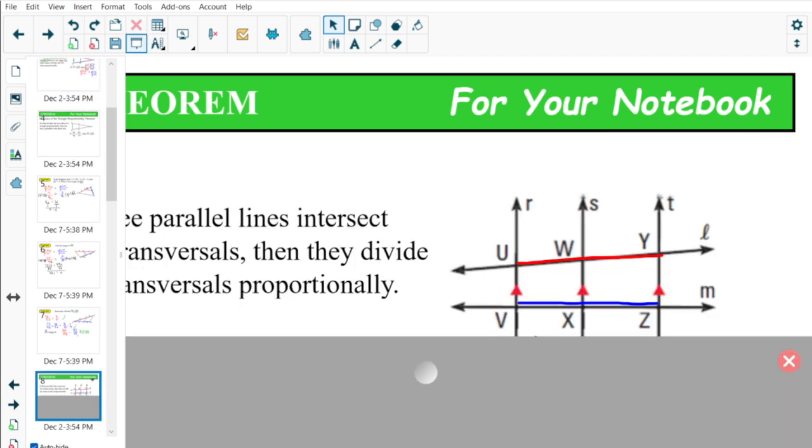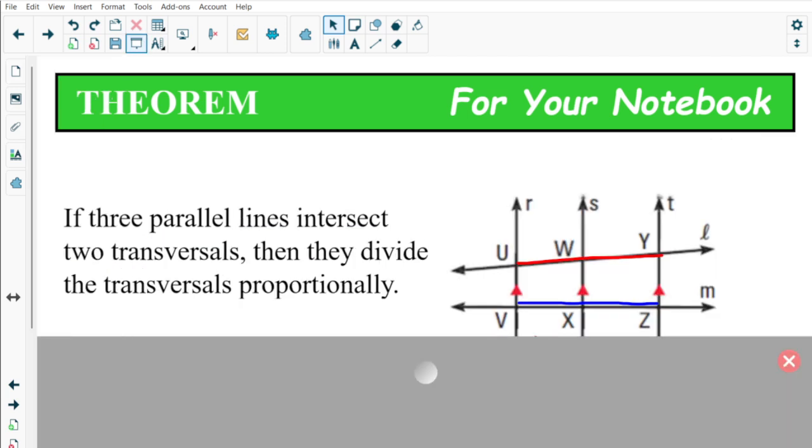So for our first one, we have three parallel lines. Here's our three parallel lines. They intersect two transversals. Here's transversal number 1 cutting through. Here's transversal number 2 cutting through. And within those transversals, the idea is that they divide them proportionally.